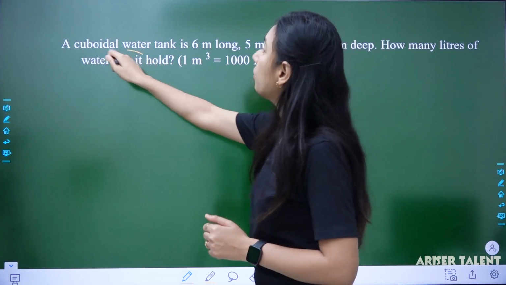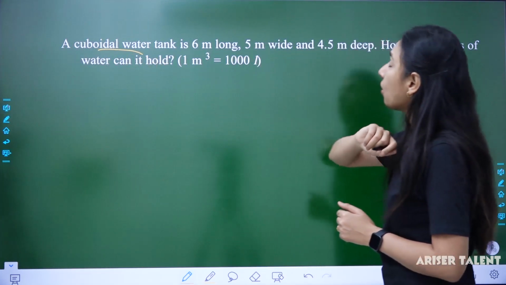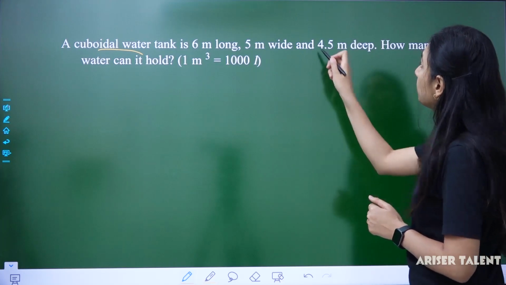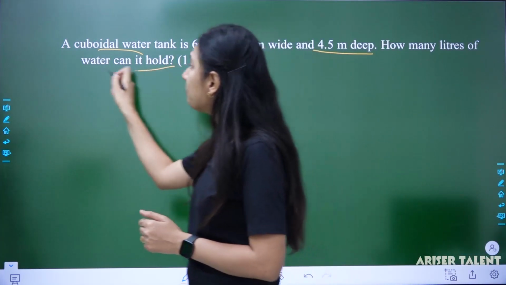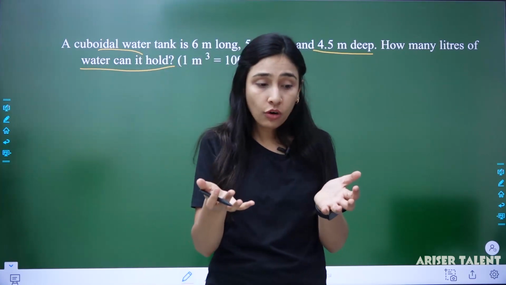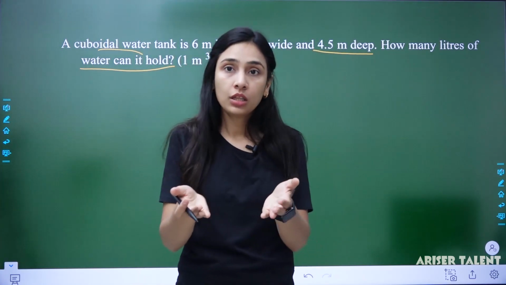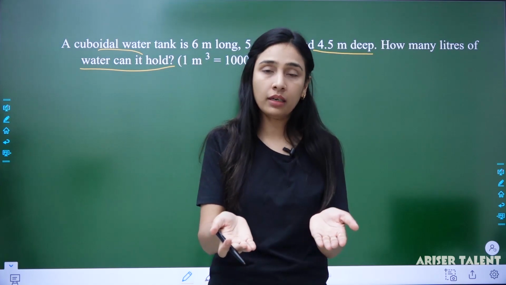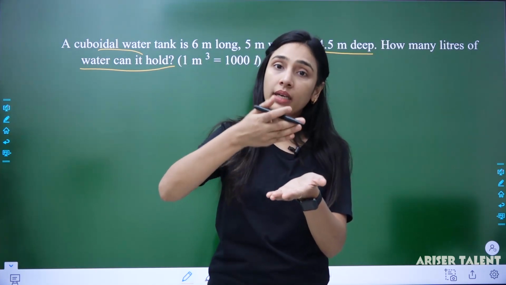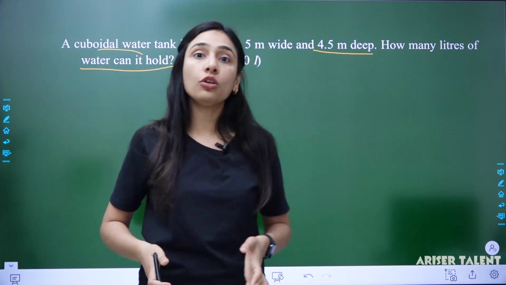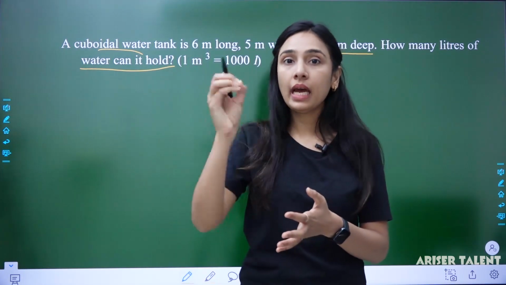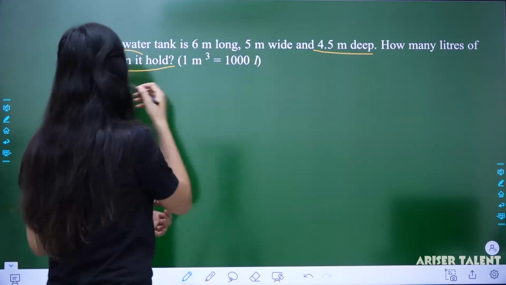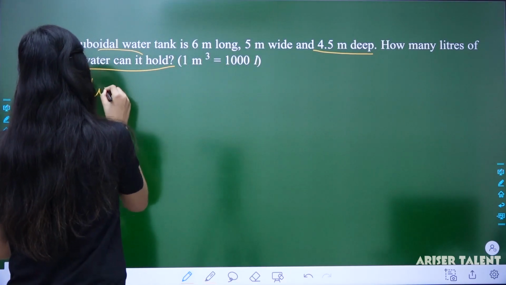So here, a cuboidal water tank is 6 meter long, 5 meter wide and 4.5 meter deep. How many liters of water can it hold? It's simply asking how much water it can hold. The water it will be holding is just equal to its volume. And what is the volume? The volume is LBH. Okay, we'll go with the formula. We'll talk about the solution here.